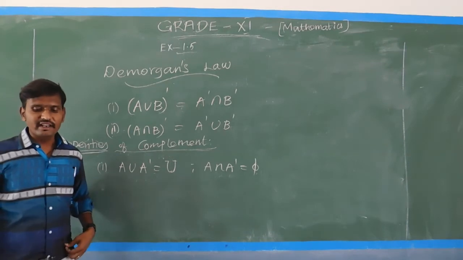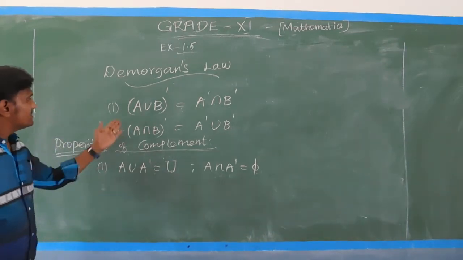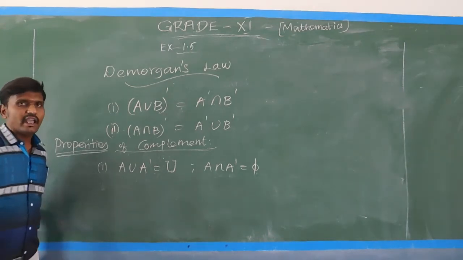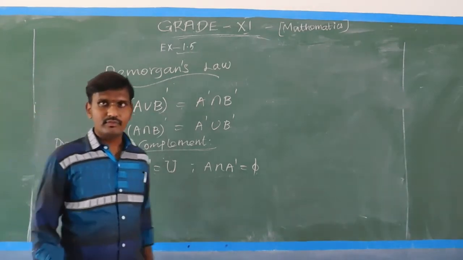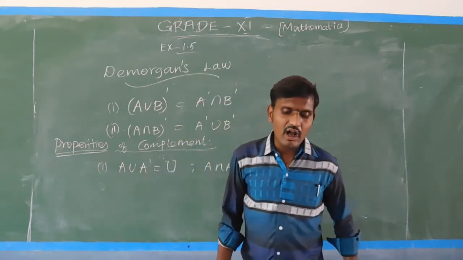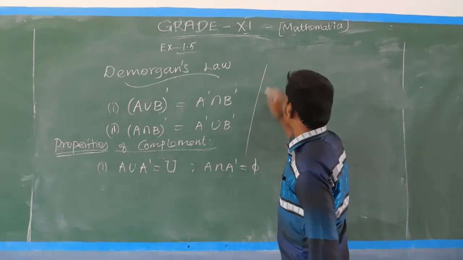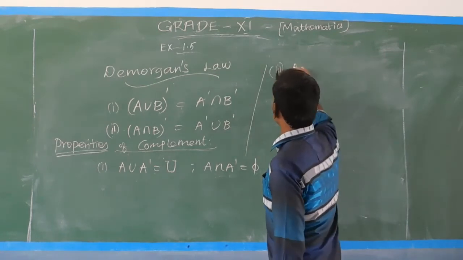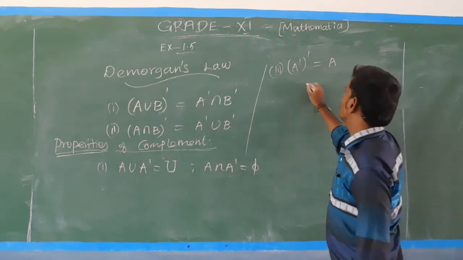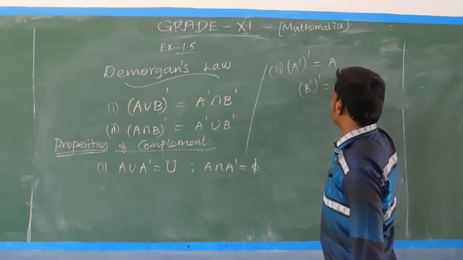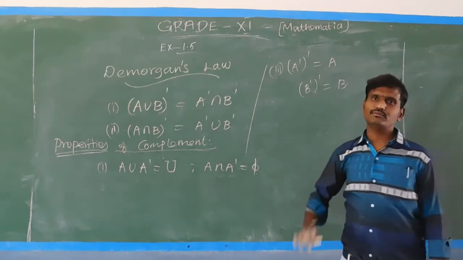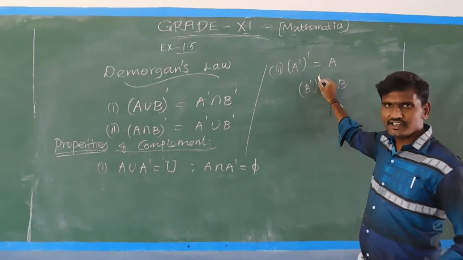Yes, fine. The next property is the same: (A union B)' equal to A' intersection B'. And the third one is the law of double complementation. So this is also already explained to you. That is (A')' which is equal to A. Or otherwise, taking any set, when we take a double complementation we get the same one: (B')' equal to B.